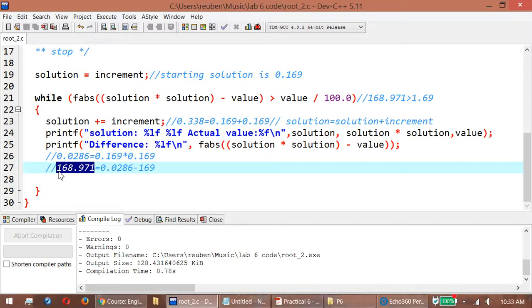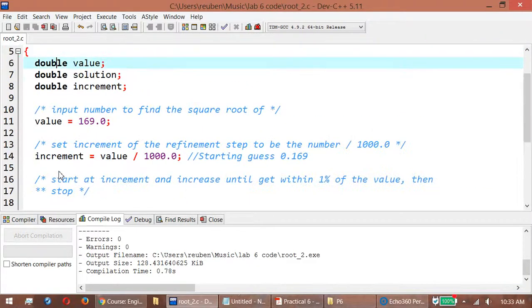However, we don't have to worry about the negative because we use FABS. FABS stands for floating point absolute value. That means we just take the magnitude. The reason why we use FABS instead of ABS is because the data types of solution and value are floating point. It's a double precision value.